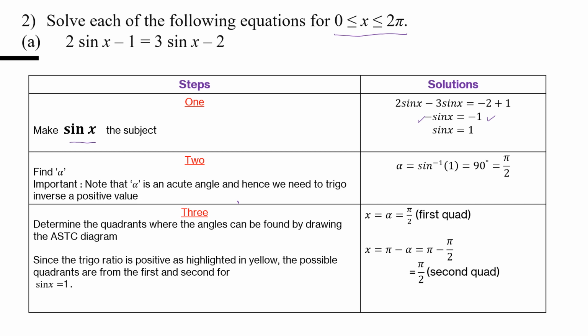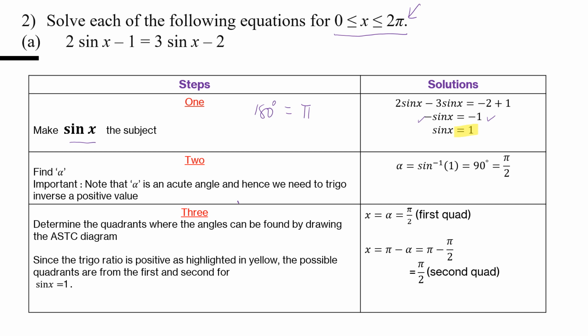And because the question requires you to express your answer in terms of radian, 90 degrees is pi over 2. Why is it pi over 2? Just recall that the conversion is 180 degrees equals pi. It's just like when you do conversions of cm to meter or meter to cm, 1 meter is 100 cm.